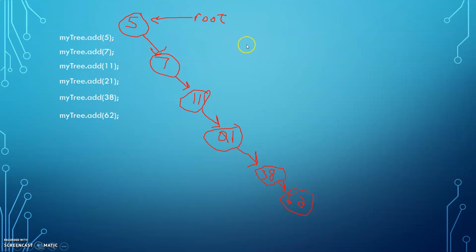So yes, it looks like a linked list, but it is a binary search tree. From each node's perspective, everything to the right is greater. From the last node's perspective, there's nothing to the right. So it is a binary search tree. It's just not a well-balanced binary search tree.